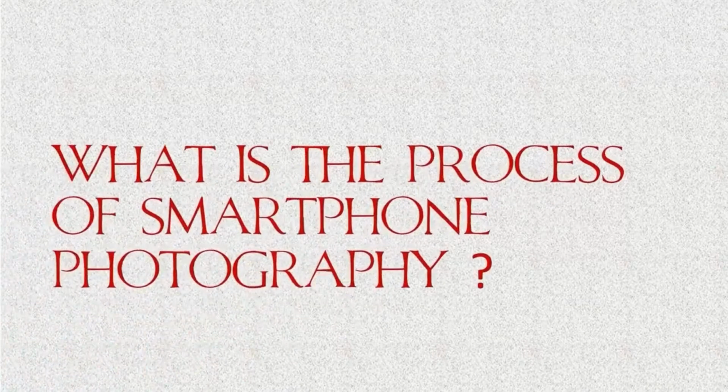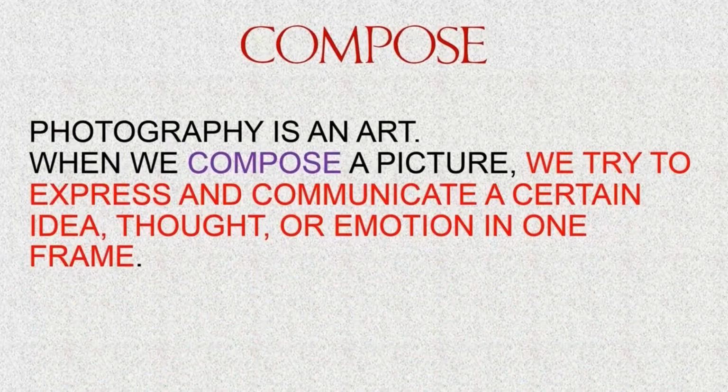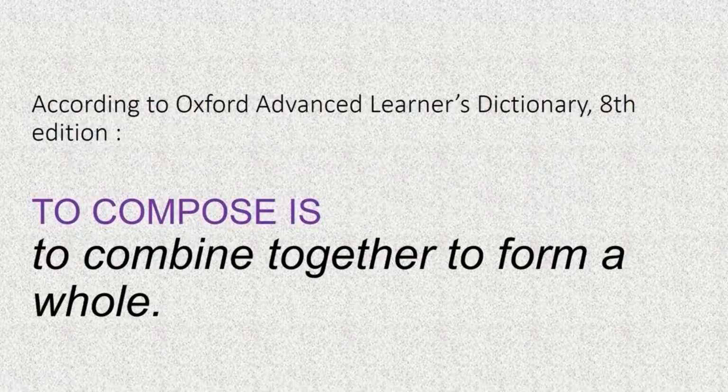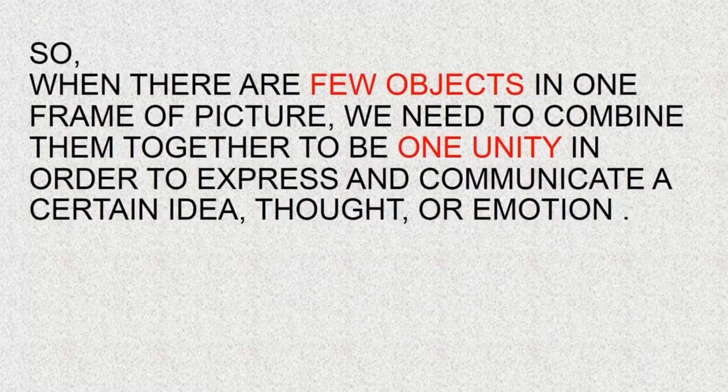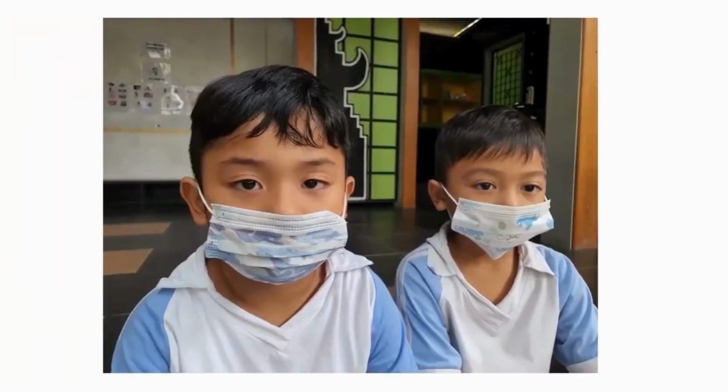What is the process of smartphone photography? ULIT in its digital photography guideline mentioned that when we take a picture, 2 things happen. First, we compose before we press the shutter button, and second, we expose when we press the shutter button. Photography is an art. When we compose a picture, we try to express and communicate a certain idea, thought, or emotion in one frame. To compose is to combine together to form a whole. So, when there are few objects in one frame of picture, we need to combine them together to be one unity in order to express and communicate a certain idea, thought, or emotion.